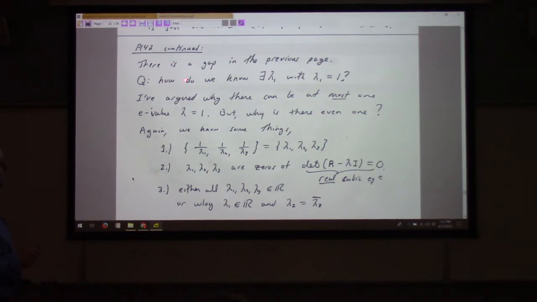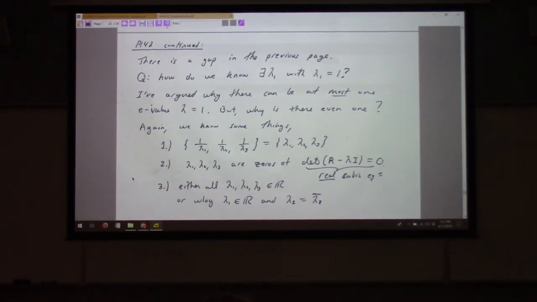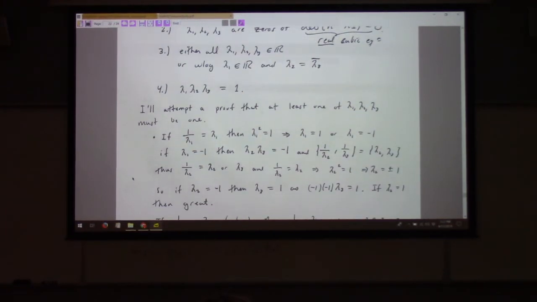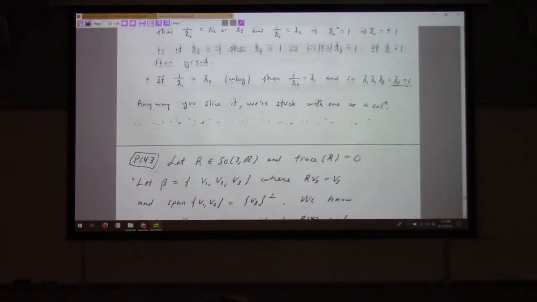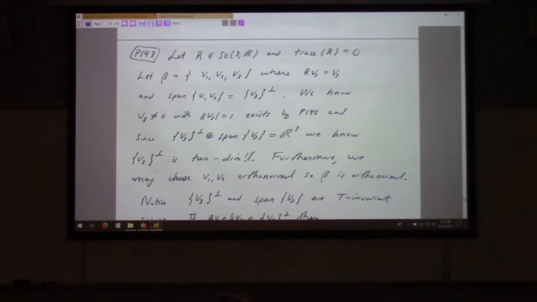So there's a gap in the previous page. How do I know that there exists... I've argued that there can be at most 1. How do I know that there is even 1? I've spent enough time on this problem. So here I give some additional arguments where I try to explain why, in any possible contingency that you consider, there's always at least 1 solution, which is 1. I don't know. There may still be a gap in the solution in that sense. Let's move on to the next problem, which is in some sense more interesting.